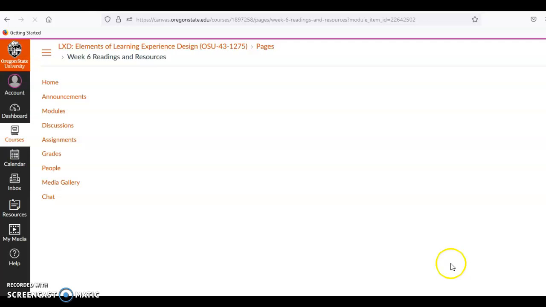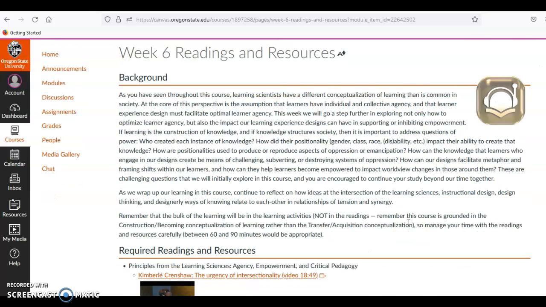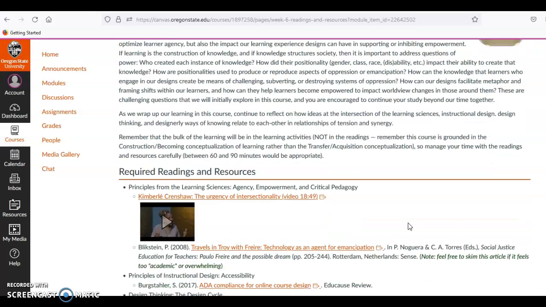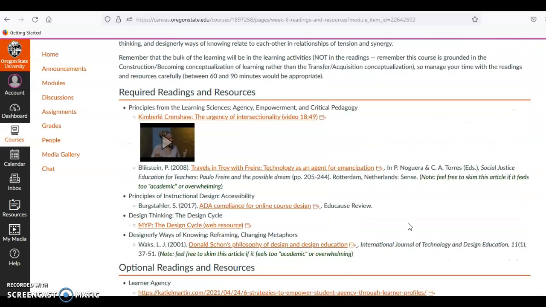And then as you go through here, you'll see that the readings and resources, as they have been, are really focused this week on these ideas of agency, empowerment, and critical pedagogy. Some of them are a little bit long, so just maybe scan through them. But it's really to give you a sense of how, again, we look at the world, how others look at the world, how we can try to make our designs accessible and empowering, and allow students to use their own agency in terms of how they should learn.